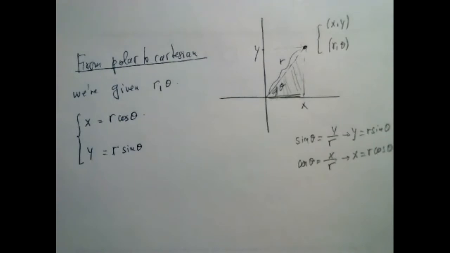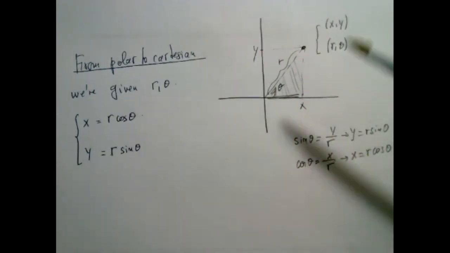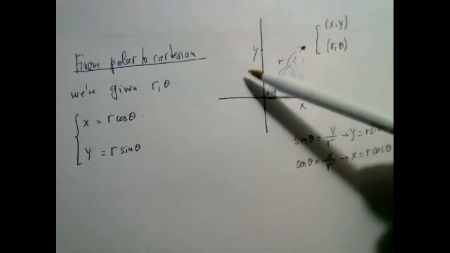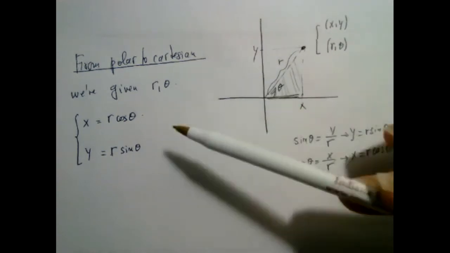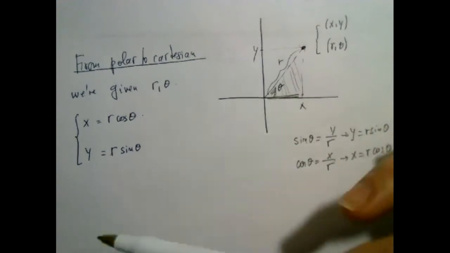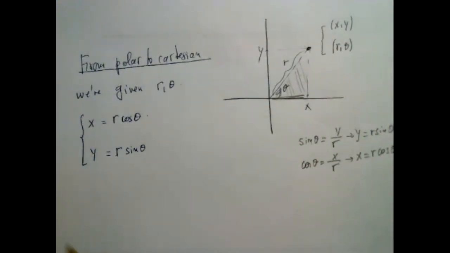Okay, so very simple. If I know the r and the theta, I know x and y. And as I said a minute ago, those relationships hold whether theta is in the 1st, 2nd, 3rd, or 4th quadrant. They hold whether r is positive or negative. So it holds all the time. So, a very, very quick example for that.